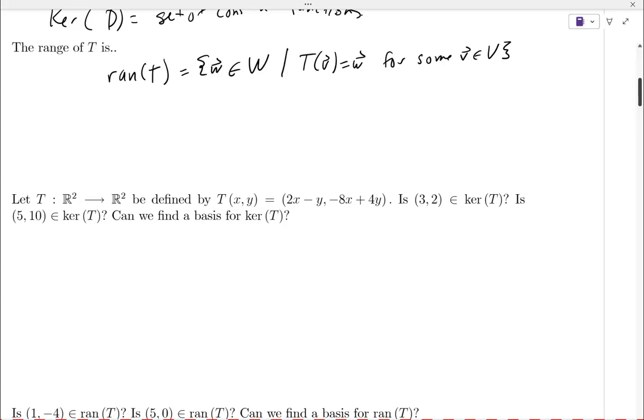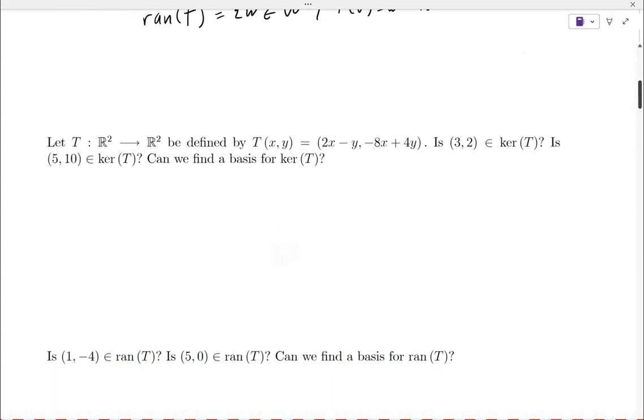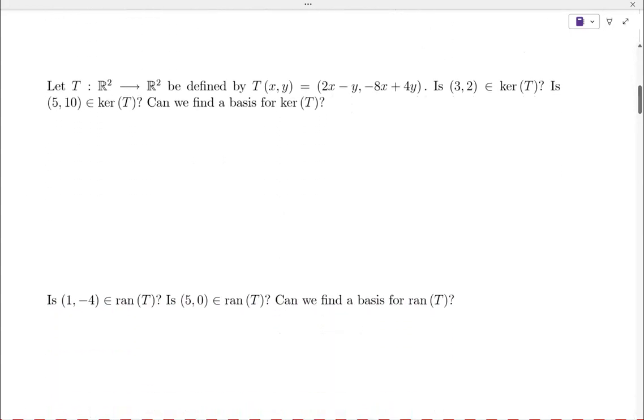All right, so let's do this first example here that we have. It's asking you, are these two vectors in the kernel? Is (3, 2) in the kernel? Is (5, 10) in the kernel? Well, those should be pretty easy questions to answer because, again, the kernel is a set of everything that gets mapped to 0. So how do you think we can check if those things are in the kernel?